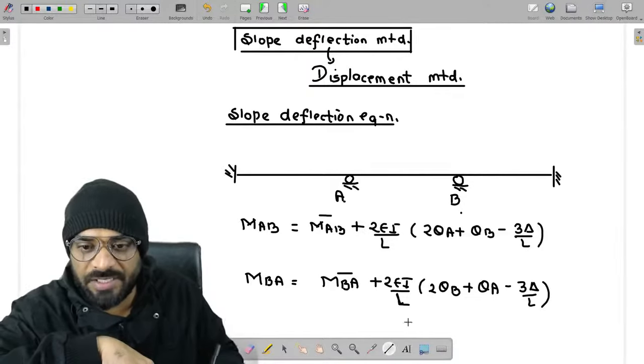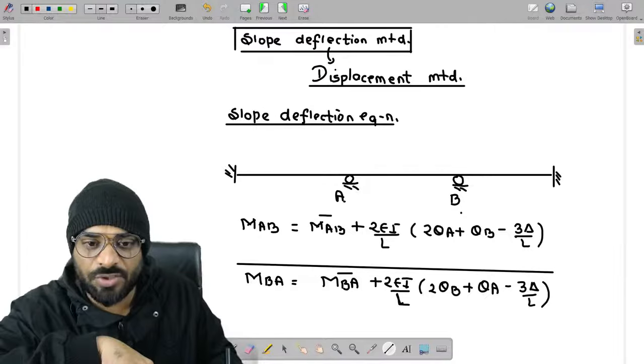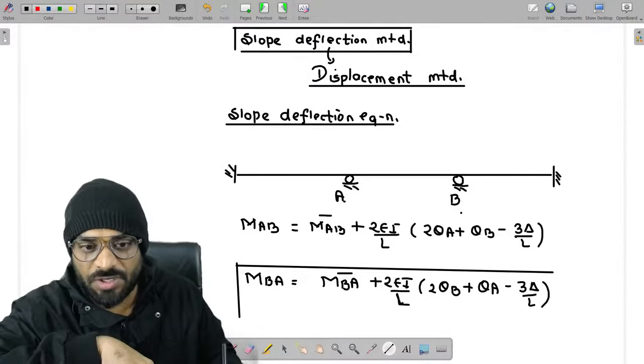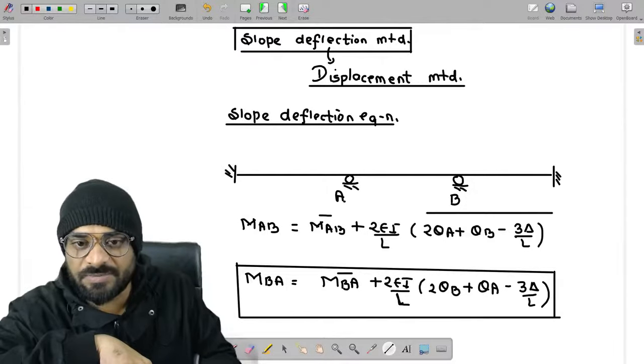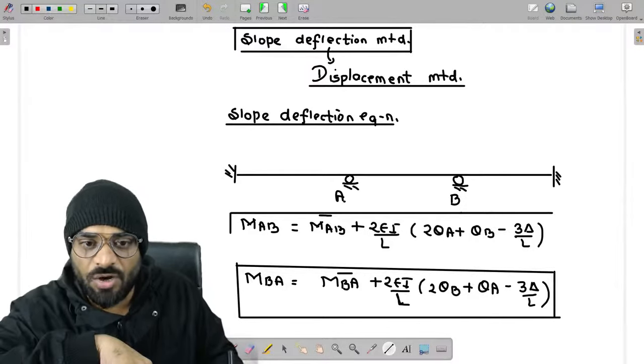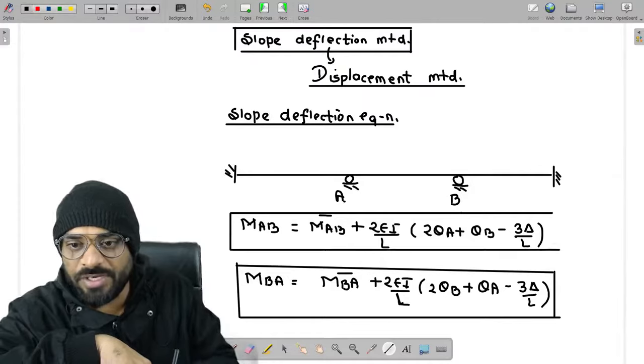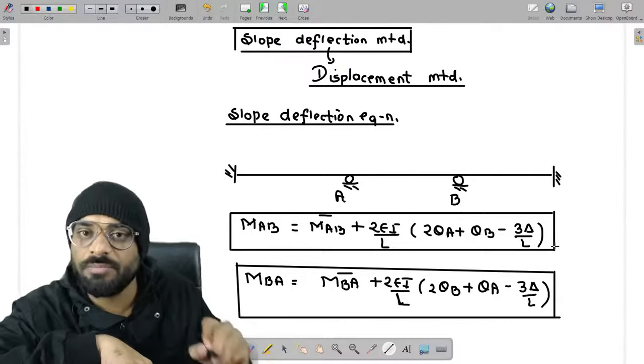Now what are theta A and theta B? They are nothing but the rotations at A and at B. And delta is basically the displacement or the settlement of support A or support B.